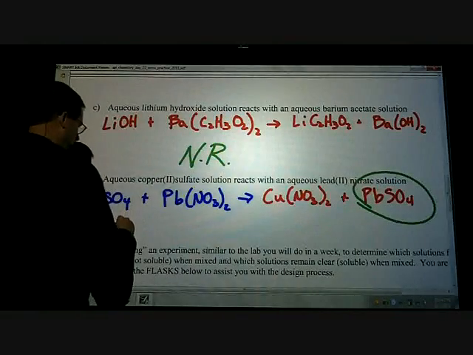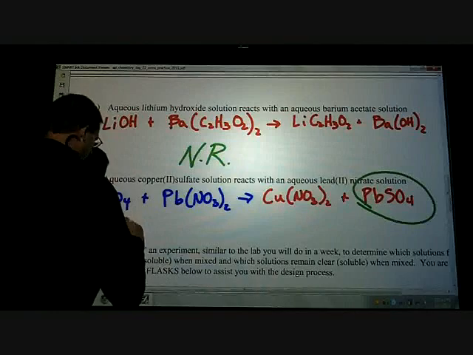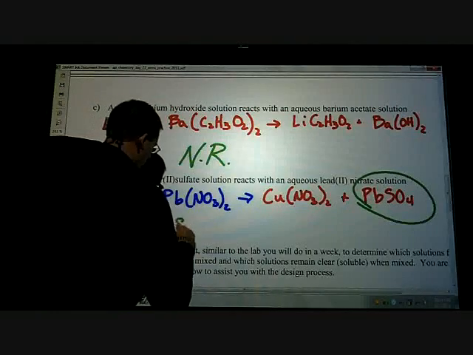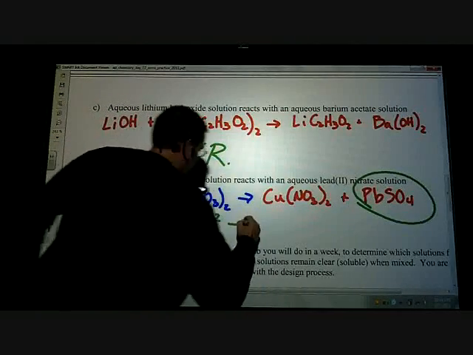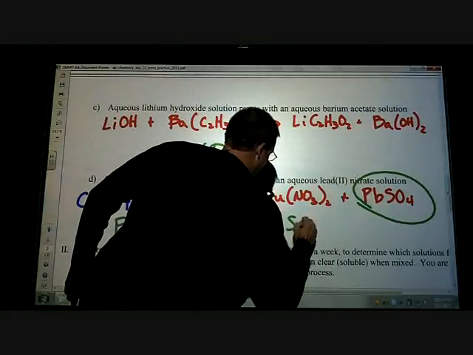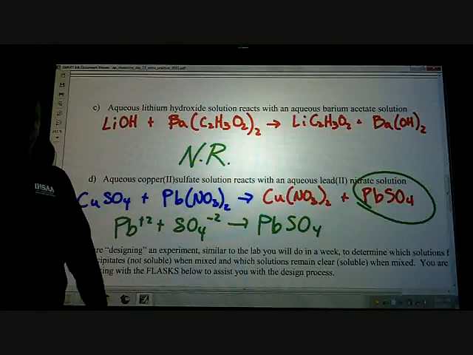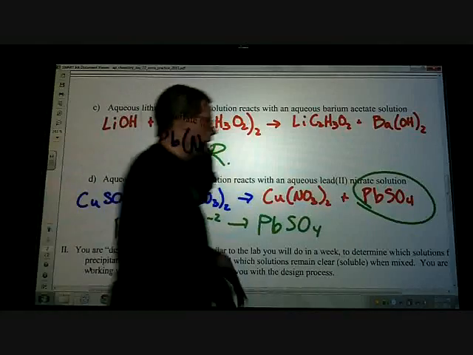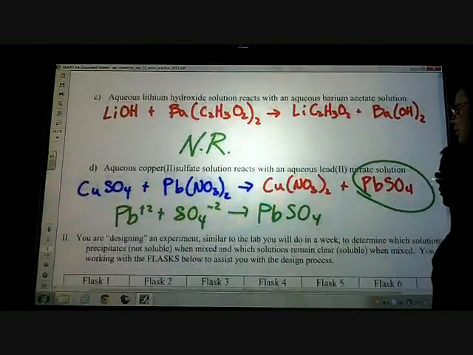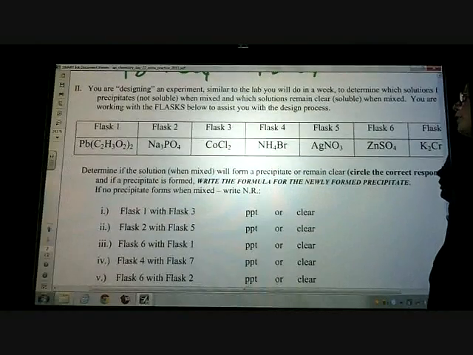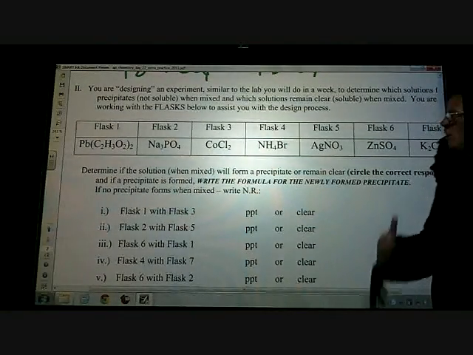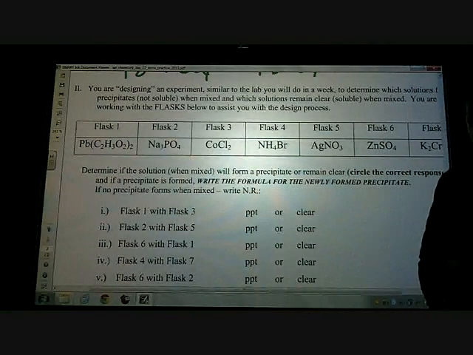So again, writing the ionic equation, lead +2, sulfate -2 forms lead sulfate. Make sure you're balancing charges, the number of atoms on both sides as well. All right. Try this next one on your own. Seriously, pause the video. Do what we did in the first one, okay?